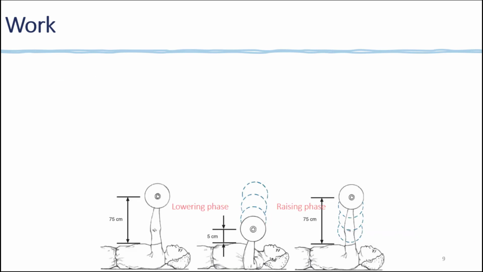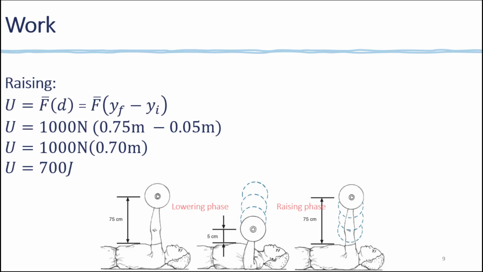So we'll start by solving the work done in the raising phase. The displacement of the barbell during its raising was 0.75 meters, that's the final position, minus 0.05 meters, that's the initial position, right? So plugging in those numbers for the displacement, we get a total displacement of 0.7 meters, and that's positive because the displacement is upwards. So the work done during the raising phase is 700 joules of work.